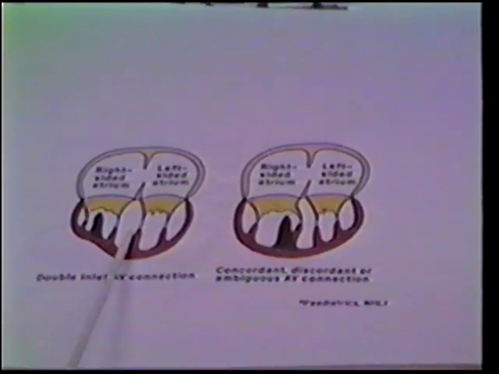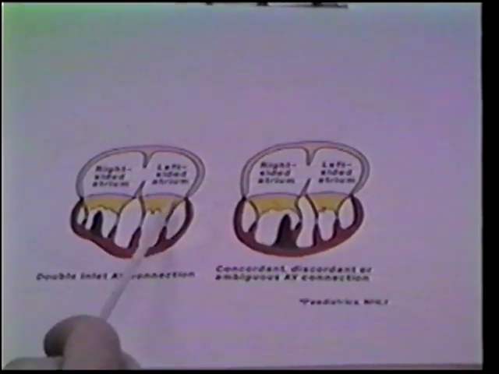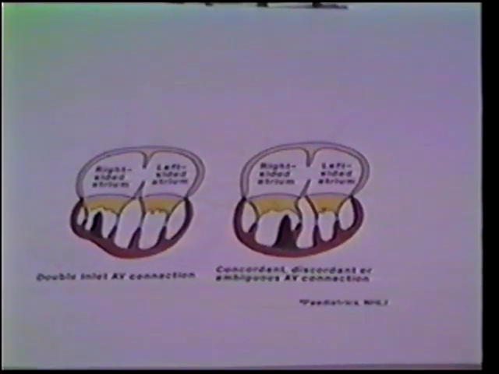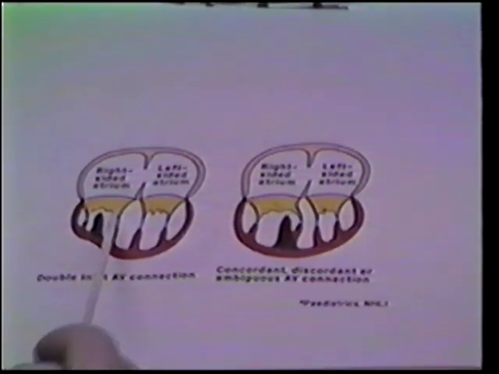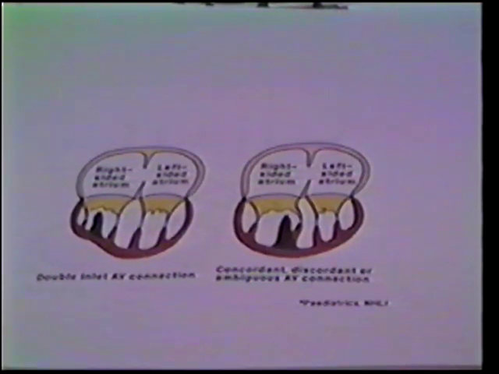The difference between this diagram and this one here is that more than 50% of the right-sided atrioventricular valve, or right atrioventricular junction, connects to this ventricular chamber here, making this ventricular chamber the dominant ventricle and thereby conferring it a double inlet atrioventricular connection status. Do you follow that? Does that make sense?